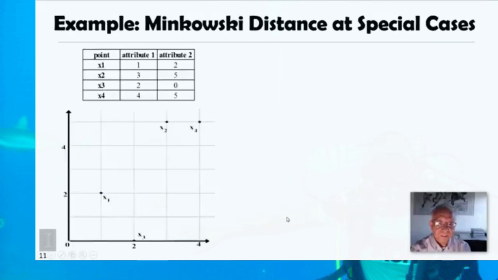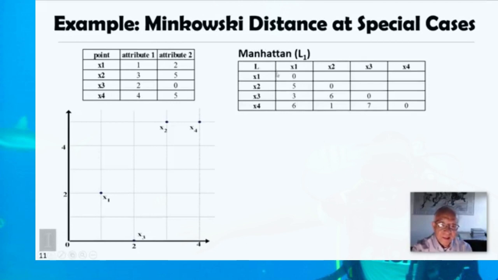Let's look at some examples. For the same data set, we have 4 points and 2 dimensions. Then the Manhattan distance is based on city block distance. For example, from x2 to x1, you go 3 blocks down, then 2 blocks left. So the Manhattan distance is 3 plus 2, which gives 5. Of course, x1 to x1 itself is 0.